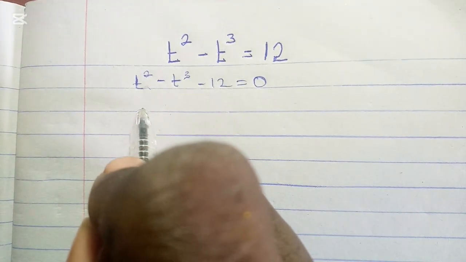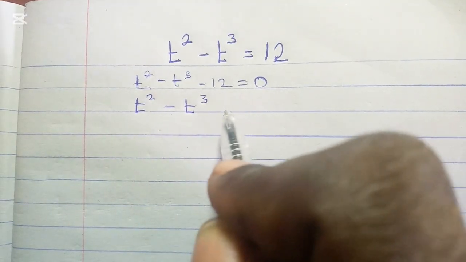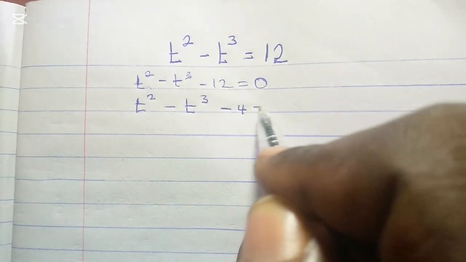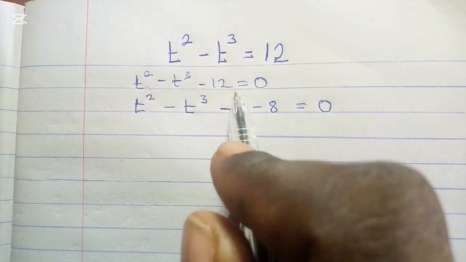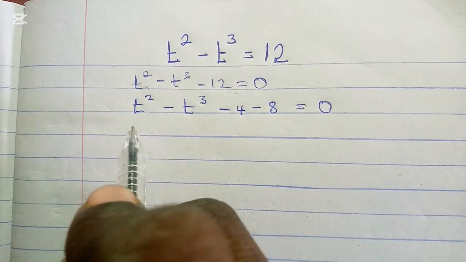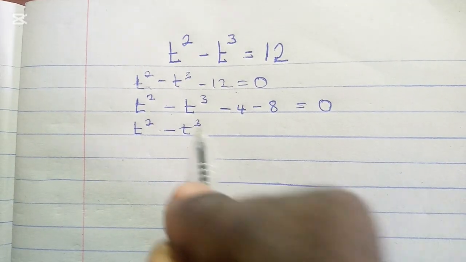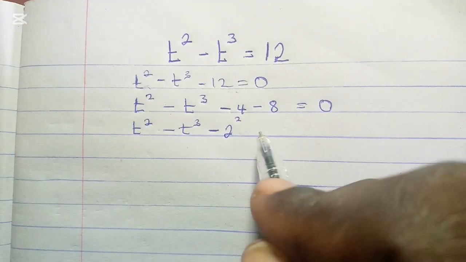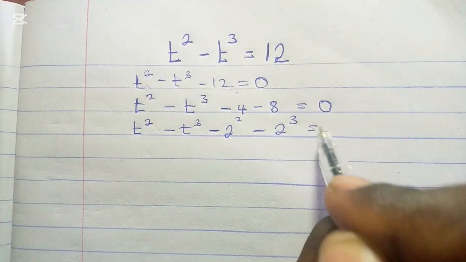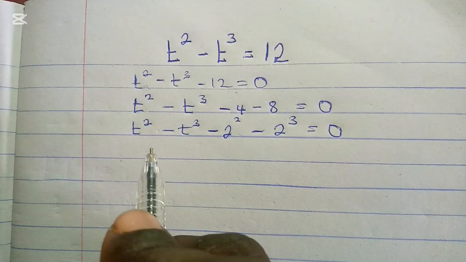Now, we can say that t raised to the power of 2 minus t raised to the power of 3 minus 4 minus 8 is equal to 0. Minus 4 minus 8 is going to give us minus 12 back. Now, let's write this as t raised to the power of 2 minus t raised to the power of 3 minus 2 raised to the power of 2 minus 2 raised to the power of 3 equals 0. Now, we are having similar terms when you look closely.